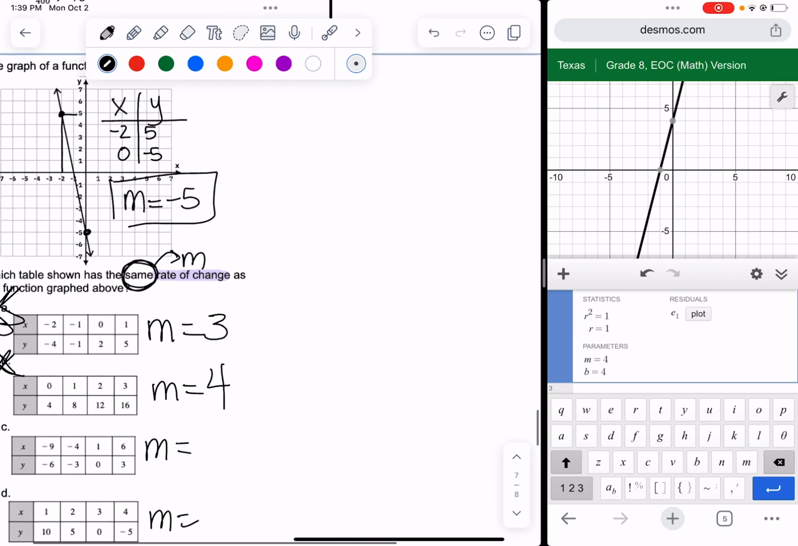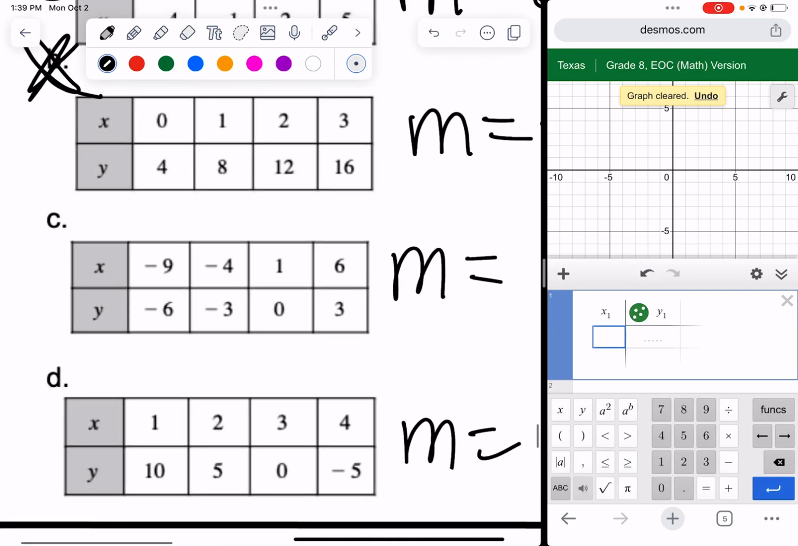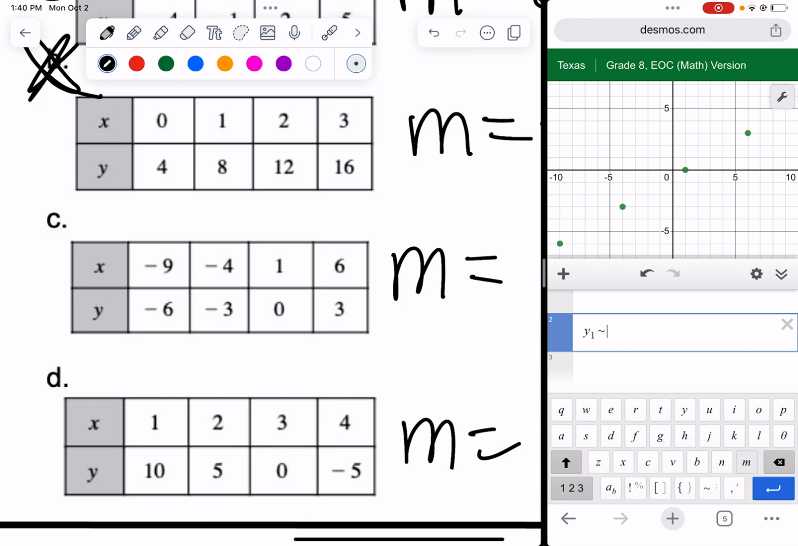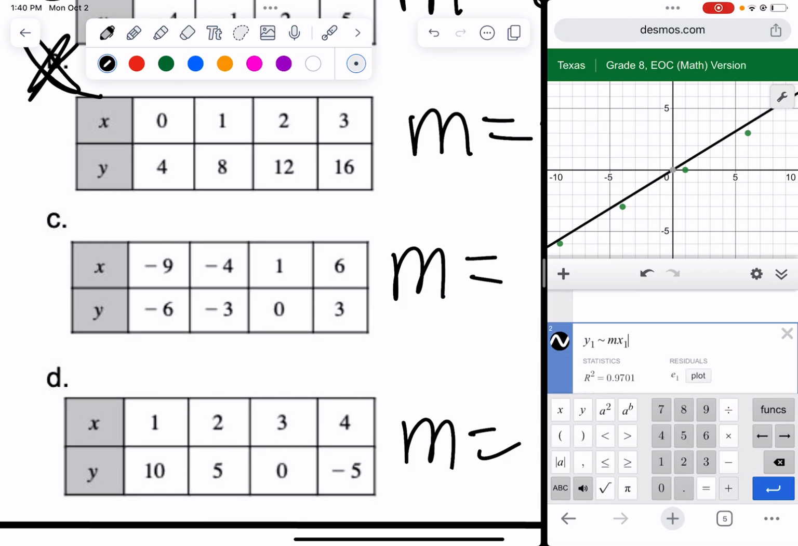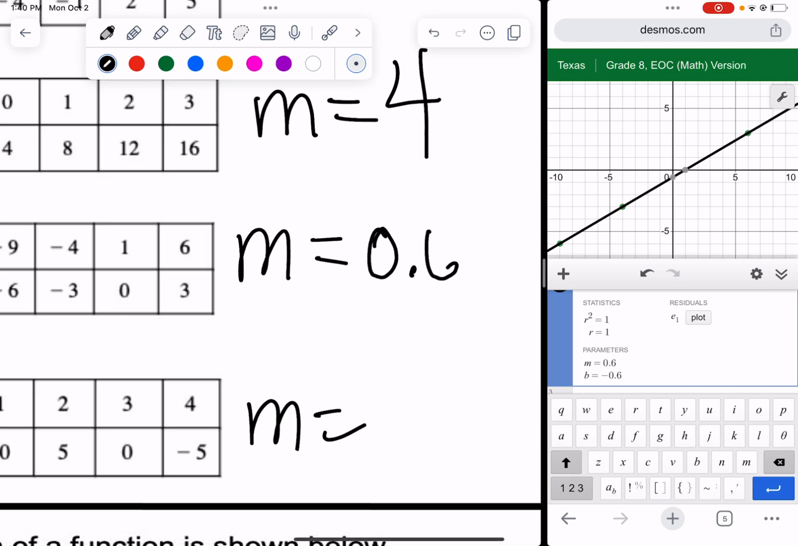So now I have to do the same thing for answer choice C. I have the table. I'm going to do -9, -4, 1, 6. And then I have -6, -3, 0, 3. Same thing. Y1. I know it seems repetitive, but that's what you got to do. mx1 plus b. And that gives me m equals 0.6. Oh my gosh, that's still not the same.